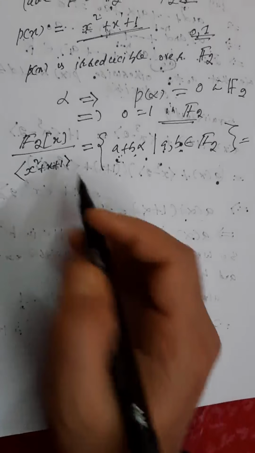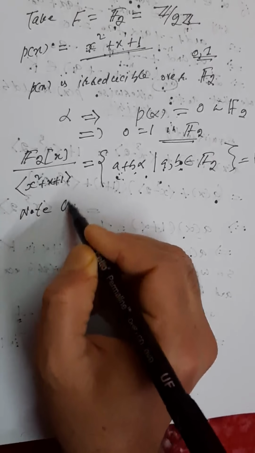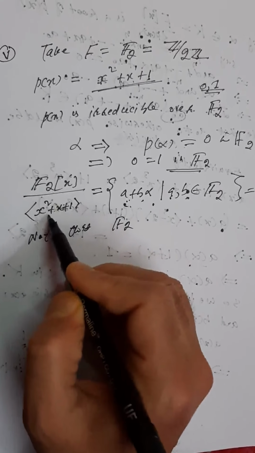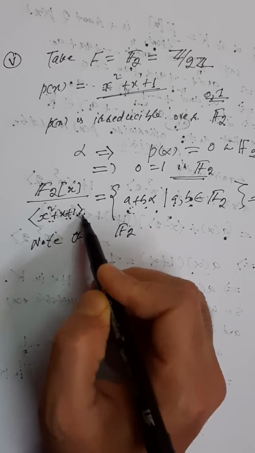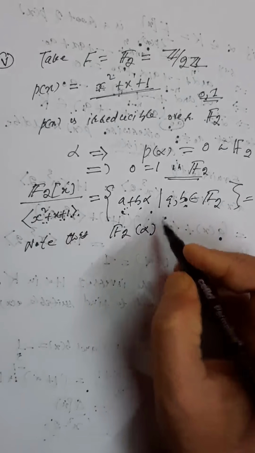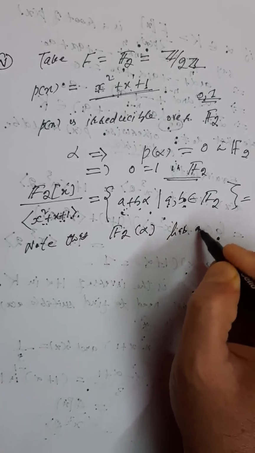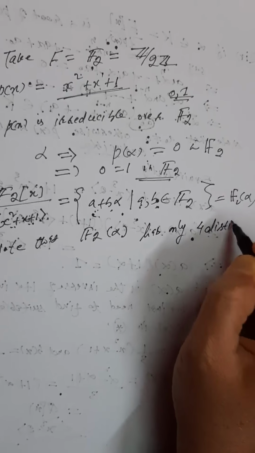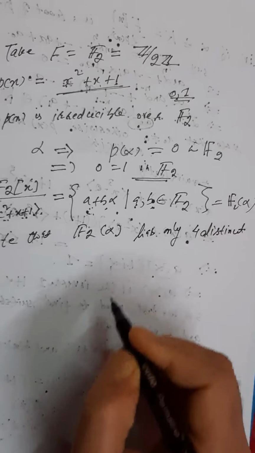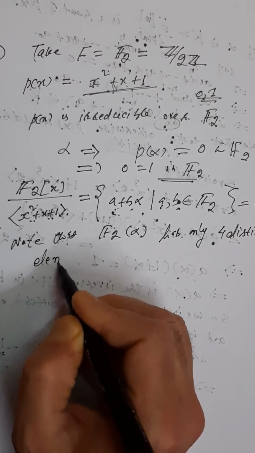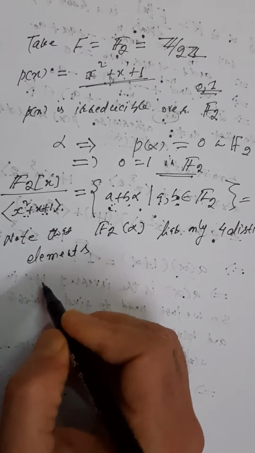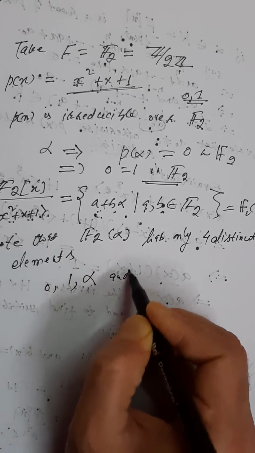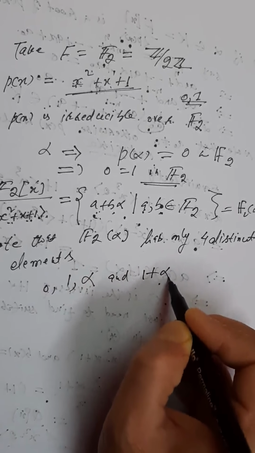So note that this field F2(alpha), or you can say F2[x] modulo the ideal generated by x square plus x plus 1, has only 4 distinct elements, distinct members. So what are those? 0, 1, alpha and 1 plus alpha.